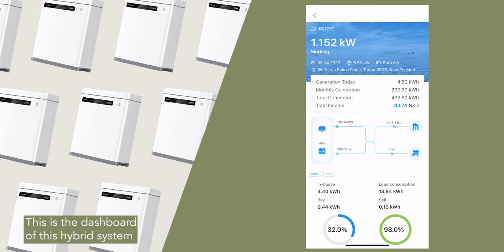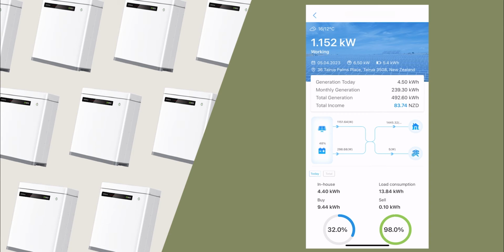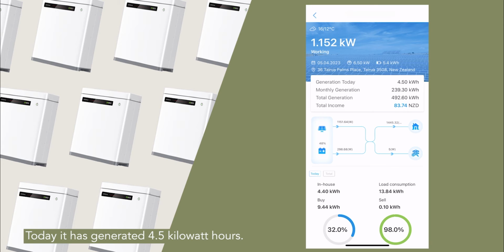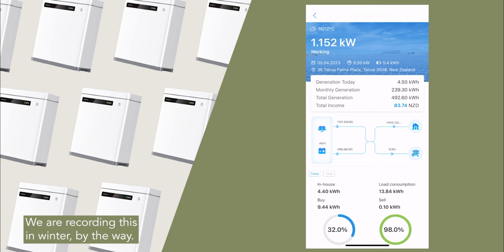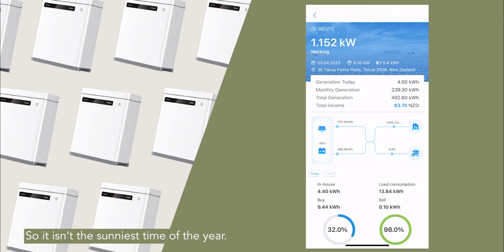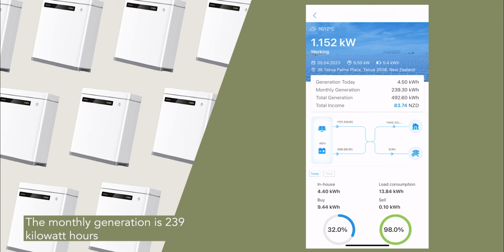This is the dashboard of this hybrid system, and it has got a little bit going on today. Today it has generated 4.5 kilowatt hours. We are recording this in winter, by the way, so it isn't the sunniest time of the year. The monthly generation is 239 kilowatt hours, and the total generation is 492 kilowatt hours.